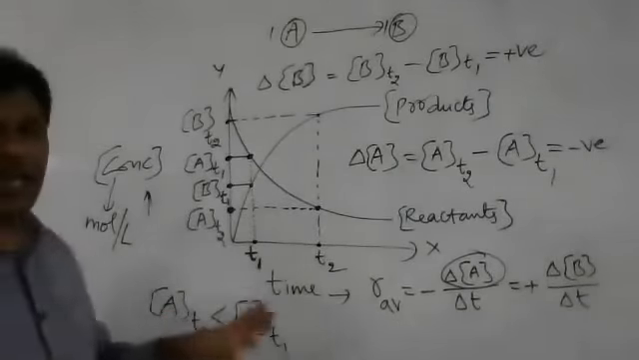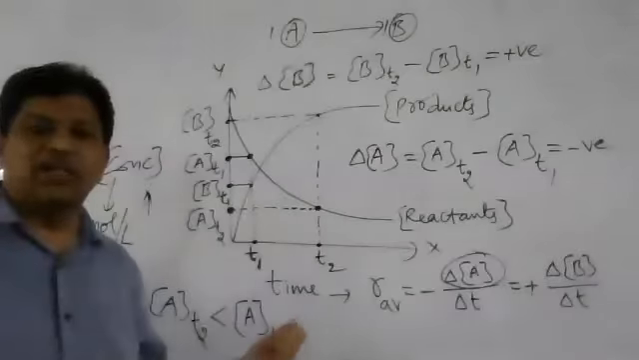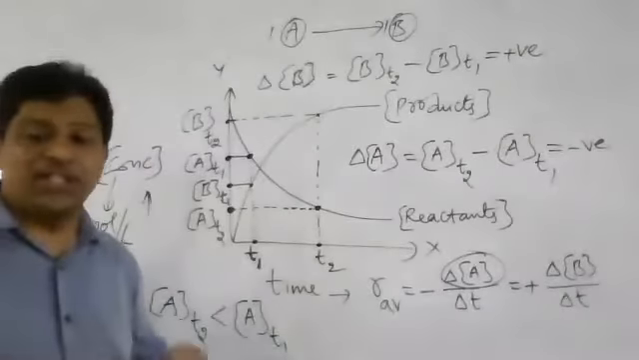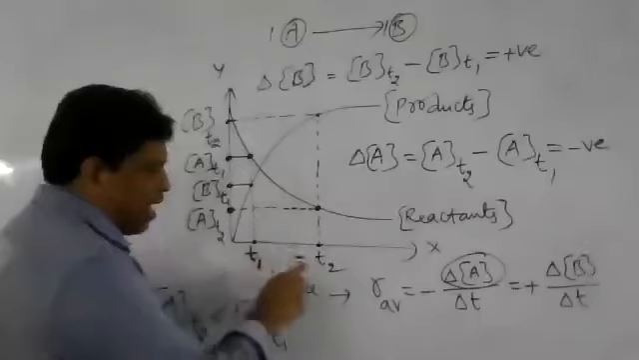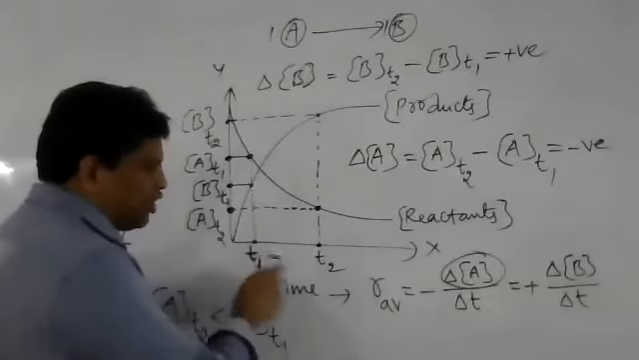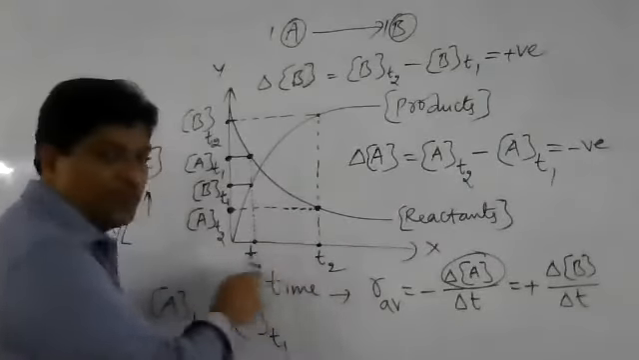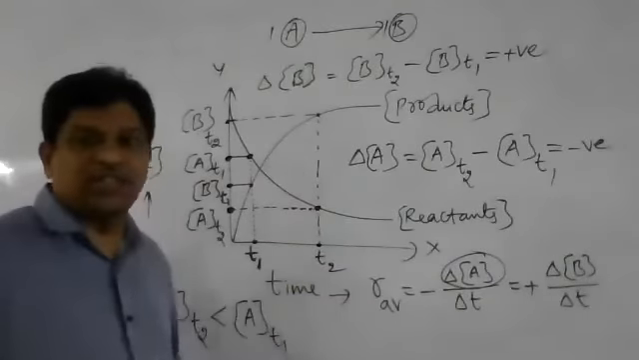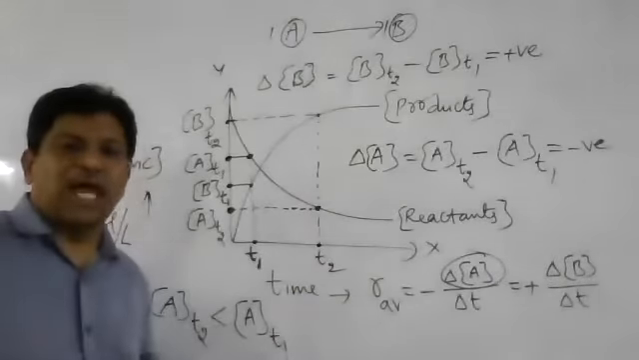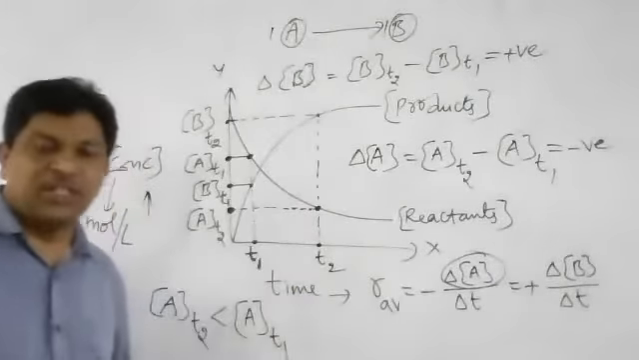Now this graph represents average rate or instantaneous rate? Average rate. How can we say average rate here? The time interval is large here, t2 minus t1 very large. In this large time interval, we are measuring the change in concentration. So this is the average rate of reaction.